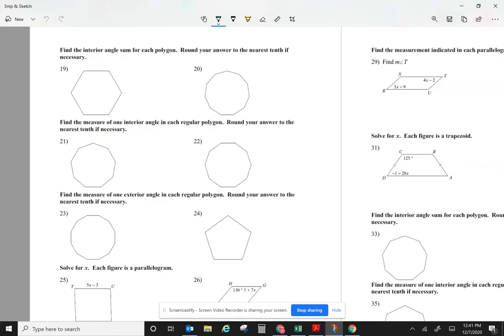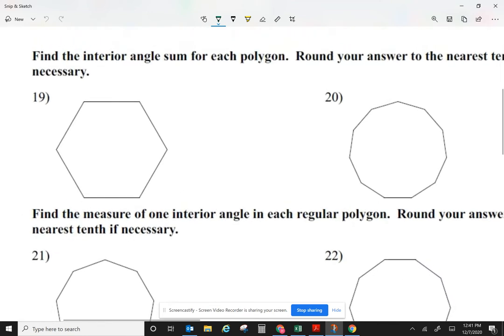Now let's take a look at the angles inside a polygon. Remember, we talked about polygons before. I even gave you guys names. Polygons are figures that are closed, and the outsides are all straight. Now, when I talk about the angles on the inside, I'm talking about these angles.